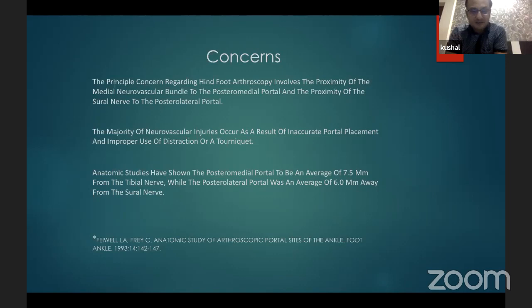Anatomic studies have shown that the posteromedial portal is around 7.5 mm away from the tibial nerve, and the posterolateral portal around 6 mm away from the sural nerve. So you don't have a very wide margin of safety, but it's enough if you're careful, right?